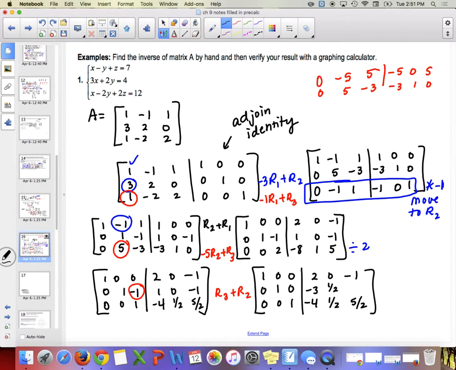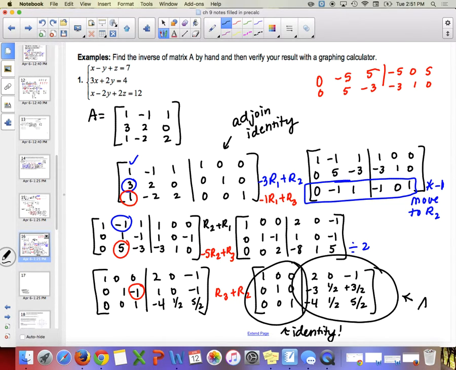Anyway, so 5 over 2 minus 2 over 2 is, no, positive 3 over 2. Yeah. All right. Are we good? Did you guys get those? Okay, so now what we just did, what is this matrix over here on the left? This is the identity. That's what we want. Once you get that this is the identity, then this right here is A inverse. Okay, so we just found A inverse by hand.